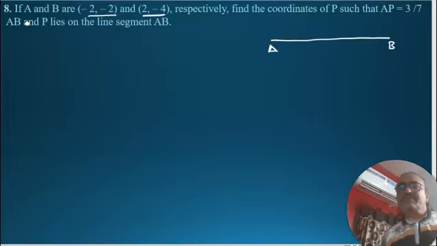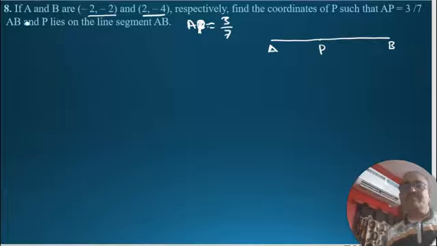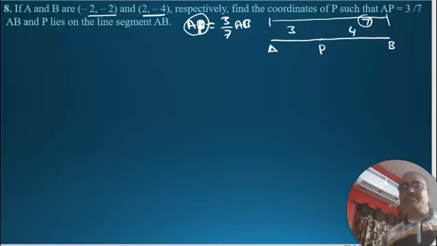So P lies on AB. This is P. Now AP is equal to 3 by 7 of AB. AP is 3 by 7 times AB. That means this is 3 parts. In total parts, AB is 7. Now AP is 3. Now what about PB? PB is 4.